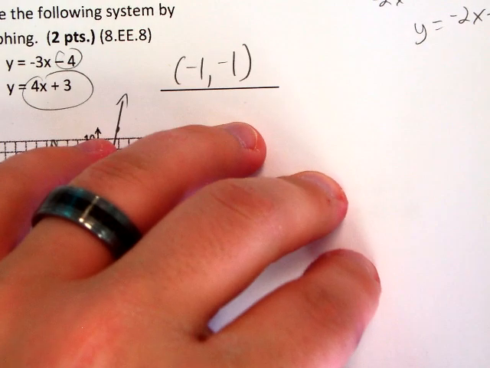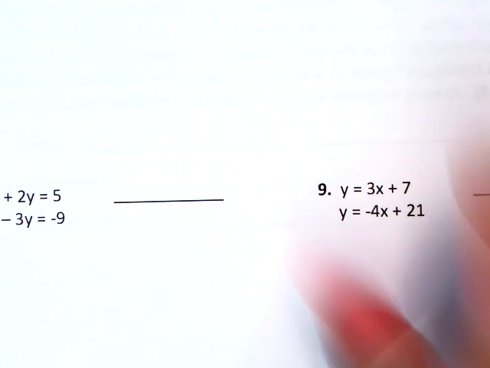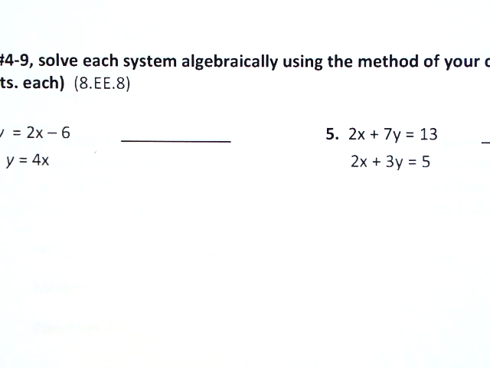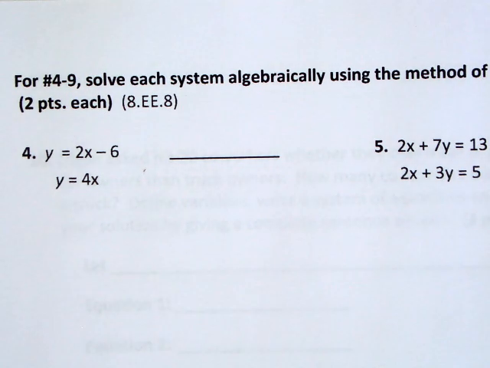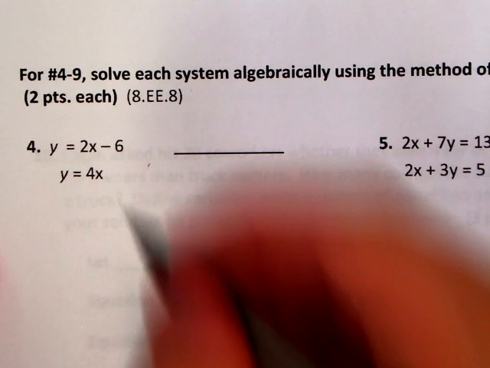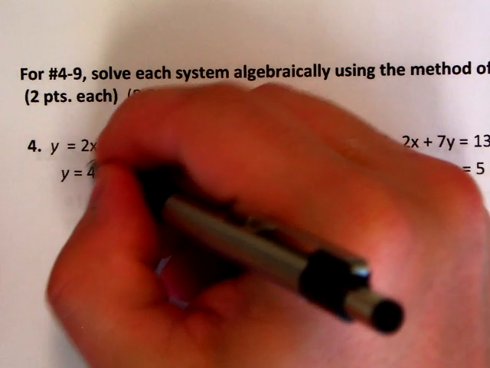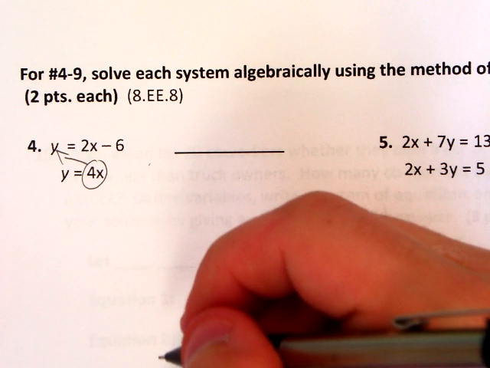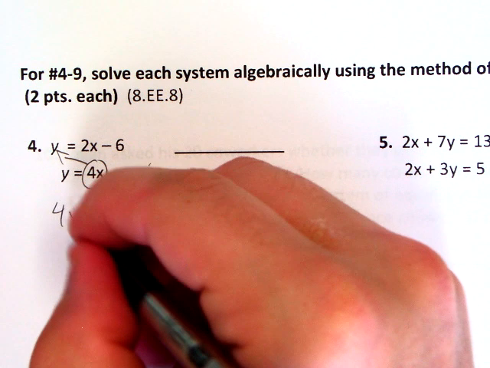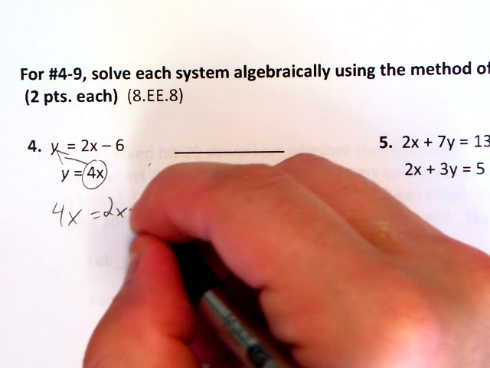All right, next page. We're going to be talking about doing it algebraically now. So number 4. This one is a perfect one to do substitution because I have two of them that are y equals. So I'm going to take 4x and I'm going to substitute it right up here. So now I have 4x equals 2x minus 6.